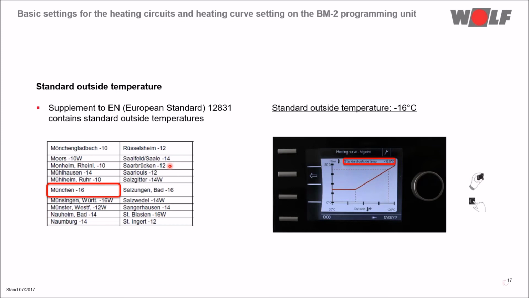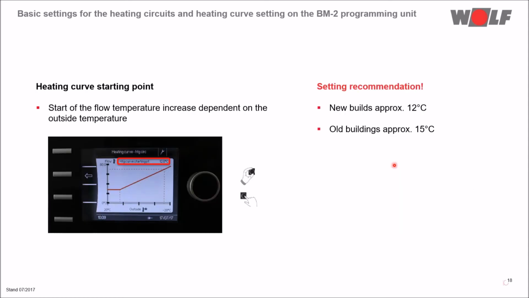This brings us to the setting option for the standard outside temperature. I'm taking the Munich area for this, which is -16 degrees. This is confirmed just like the low end temperature by turning and pressing the rotary selector. The next setting option is the heating curve starting point. It is advisable to set this to approximately 12 degrees for new builds. For older buildings, we recommend approximately 15 degrees.